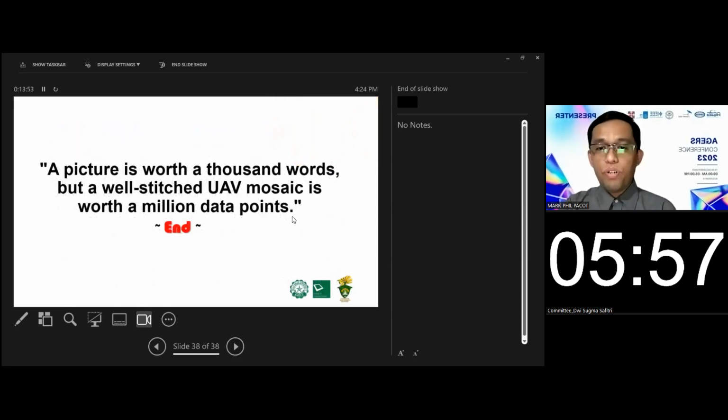A picture is worth 1,000 words, but a well-stitched UAV mosaic is worth 1,000,000 data points. Thank you very much for your attention.